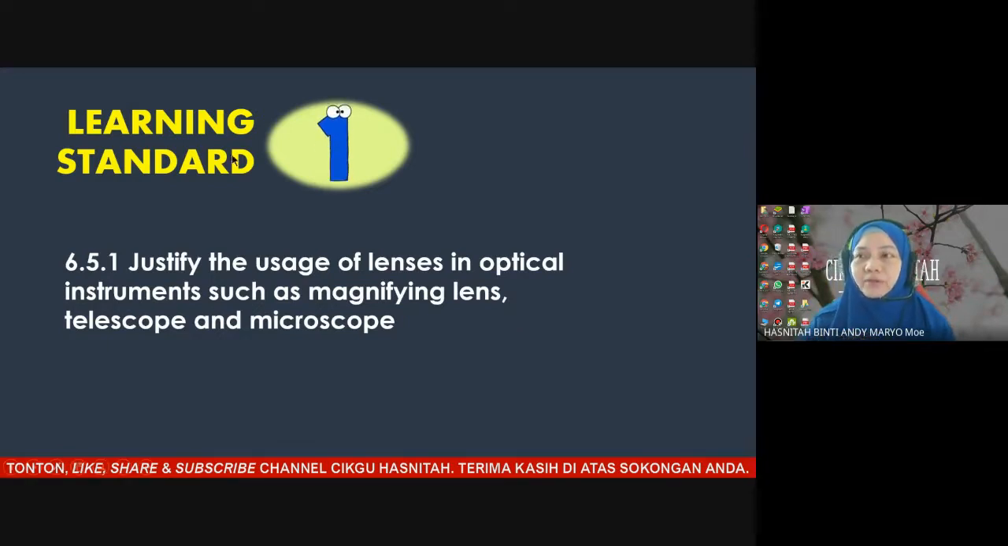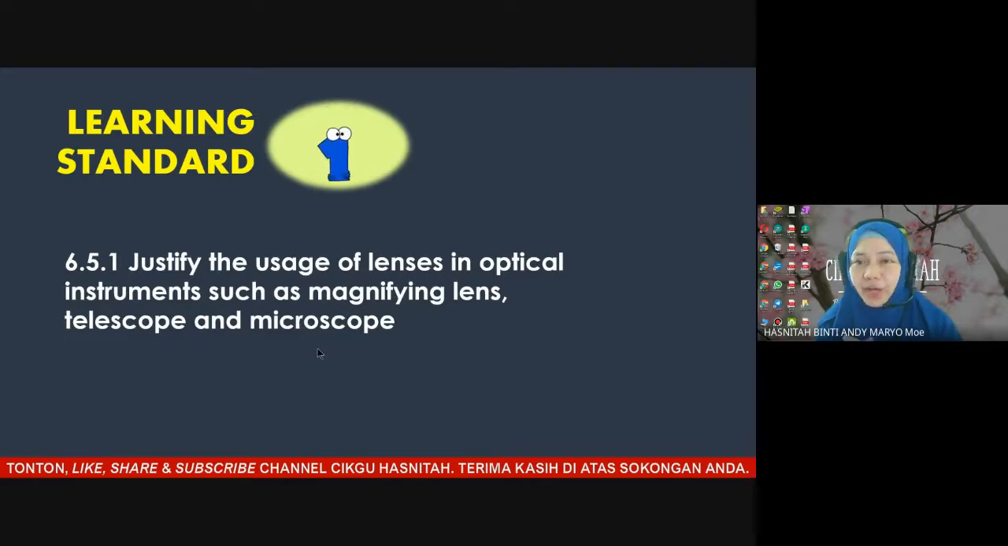The first one: each and every one of you must know how to justify the usage of lenses in optical instrument. For example, in magnifying glass, or magnifying lens. Magnifying lens is another name for magnifying glass. And then we have telescope and also microscope. You are familiar with microscope, right? You have used microscope before. In biology you use a lot of microscope, also in lower form.